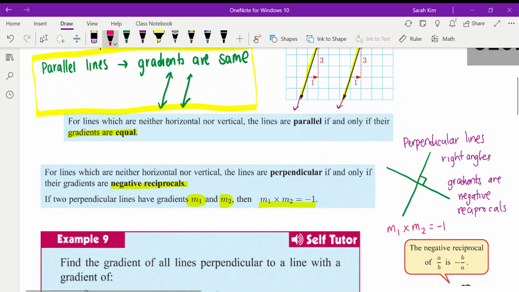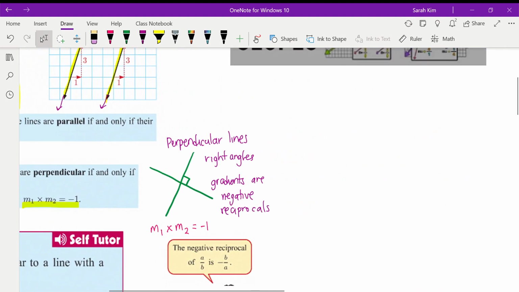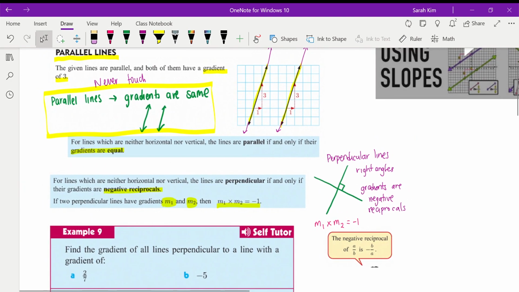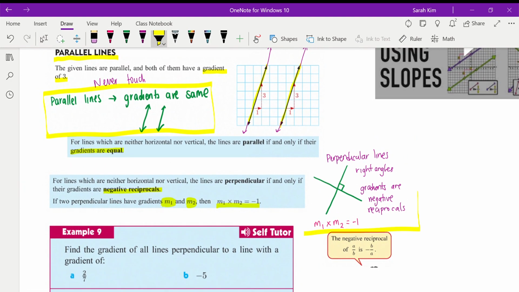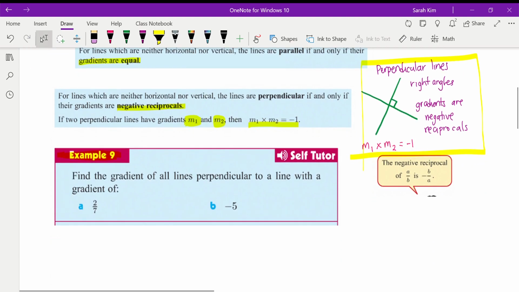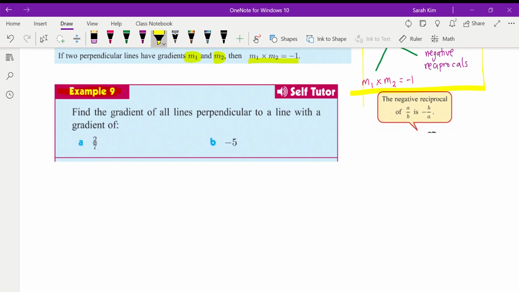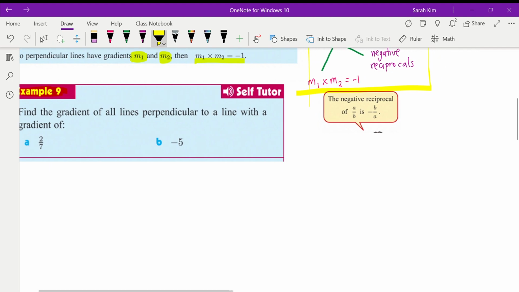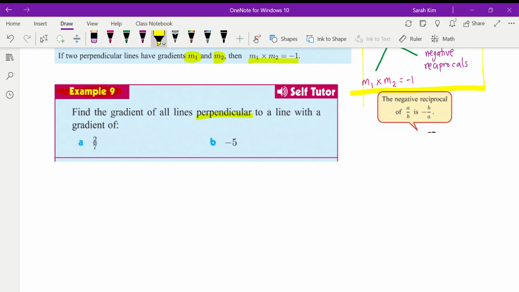What that means is, for example, let's look at this example. This is the only notes you need to write for perpendicular lines, and this yellow box over here is what you need to write for parallel lines. That should be copied in your booklet above example 9, and then underneath example 9 we're going to do some examples. For this one, we want to find the gradient of lines perpendicular to a line with a gradient of 2/7.